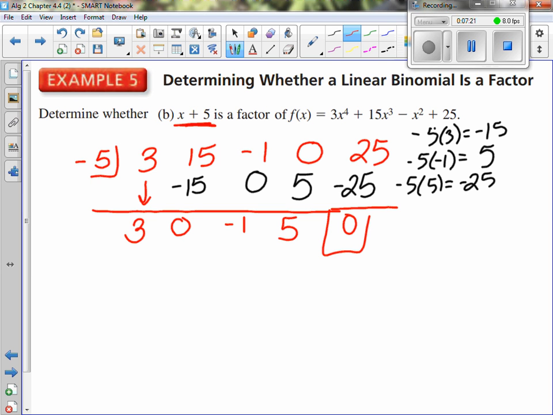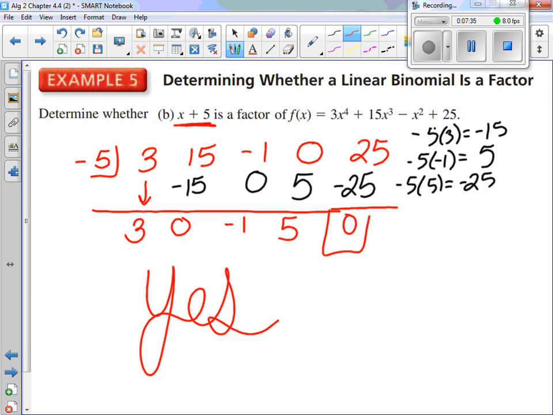So is this a factor? Yes, because we got a remainder of 0. So determine whether this is a factor. Is it a factor? Yes, it is, because it gave us a remainder of 0. Since it gave us a remainder of 0, it is a factor. That's all we have to do for this here.